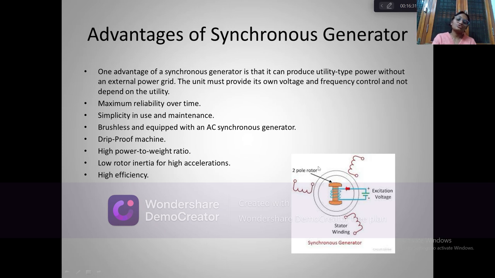Here you can see another construction of a synchronous generator. Here you can see one important thing, that is the excitation voltage and the two-pole rotor. This is one type of representation of the synchronous generator.